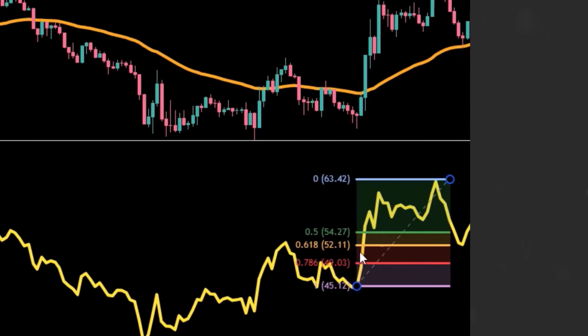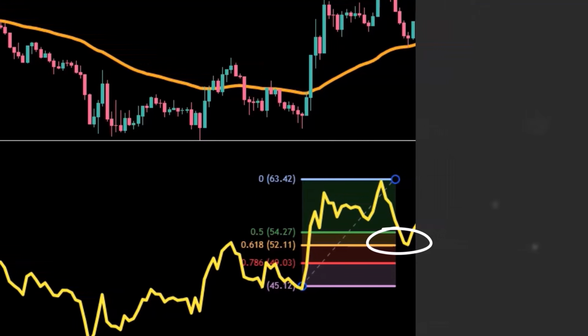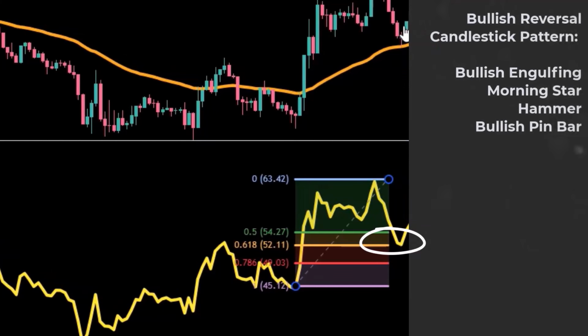Now look at what happens here. The RSI pulls back and reaches the 61.8% level. But this is still not our entry. We want to see the RSI reject that level and start moving upward again. At the same time, we want to see a bullish reversal candlestick pattern on the price chart, such as a bullish engulfing, morning star, hammer, or bullish pin bar.